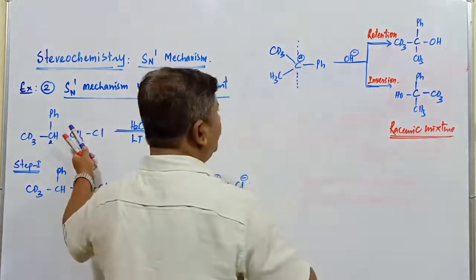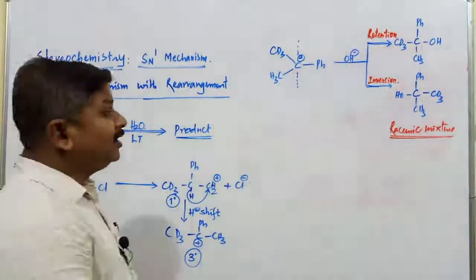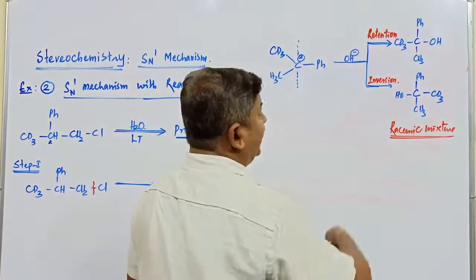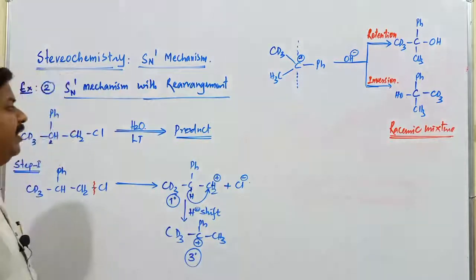If this is going to be S, this one will be what? R isomer, it is commonly called as what? Inversion of configuration. So it is a mixture of retention and inversion, this one forms a racemic mixture.